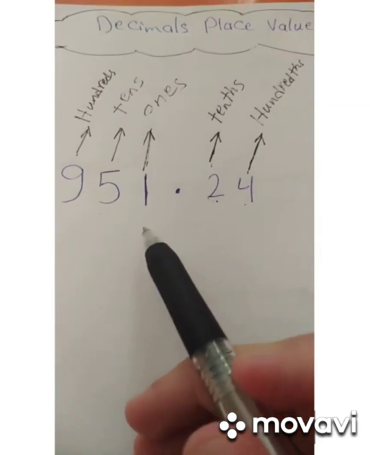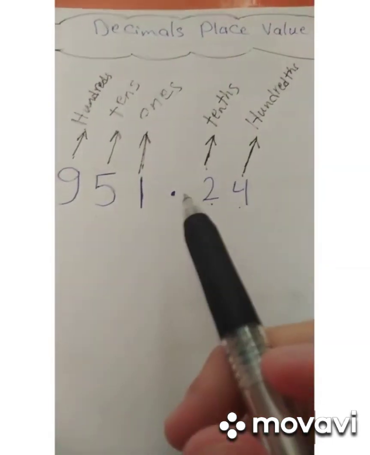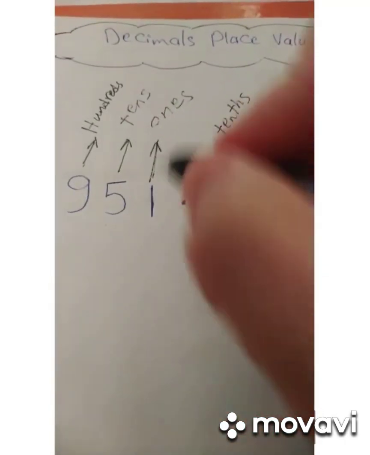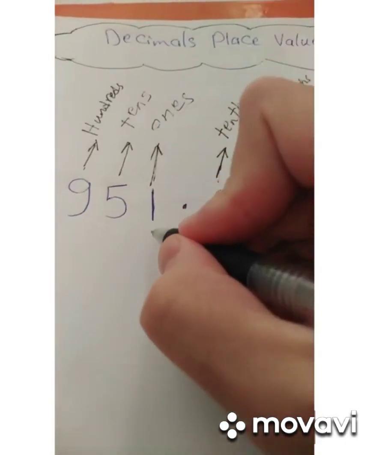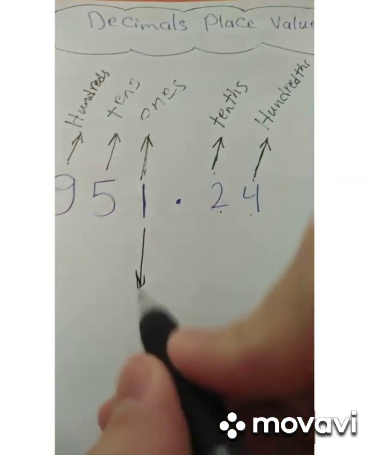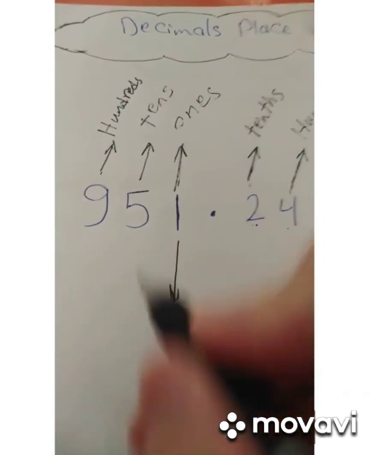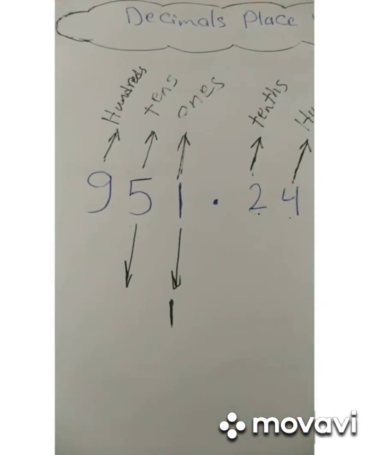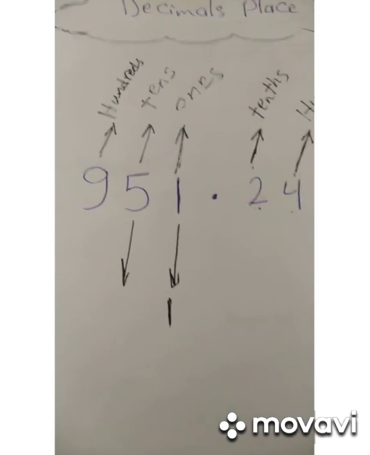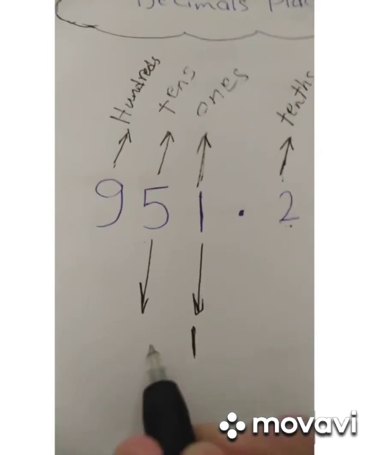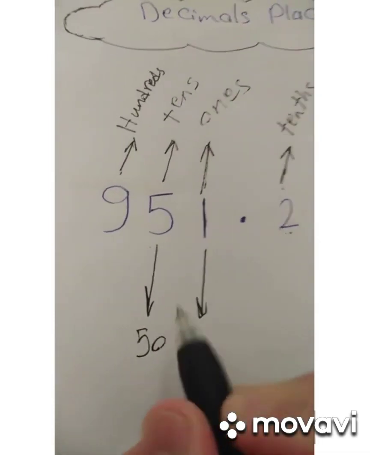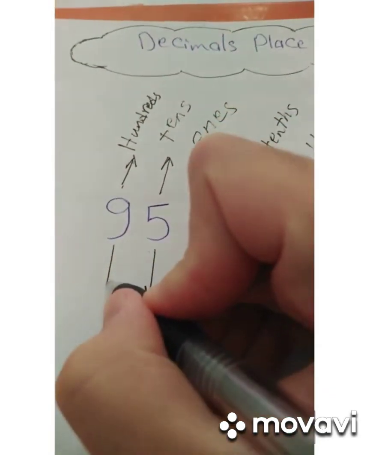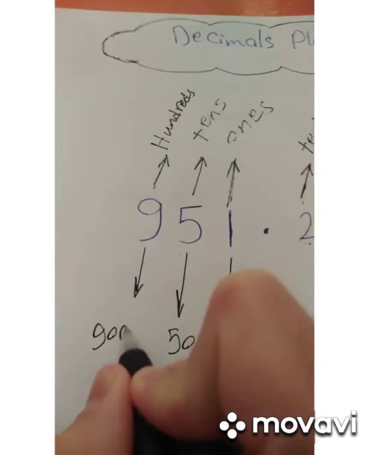If we want to write the values of these digits, we know the place names. What about the values? 1 in ones equals, the value is what? It is 1. 5 in tens equals, yes, the value of 5 now equals 5? No, 5 in tens means, yes, 50. 9 in hundreds means what? The value of 9 in hundreds equals 900.